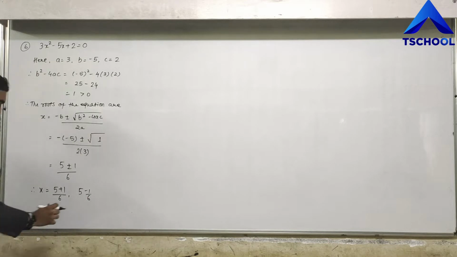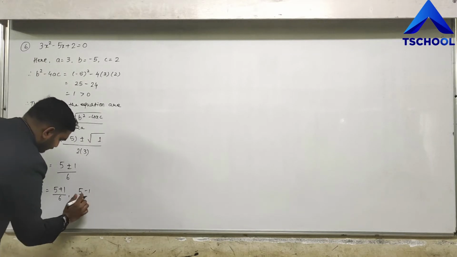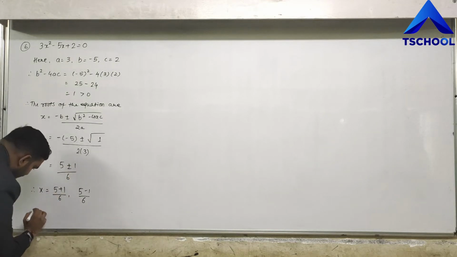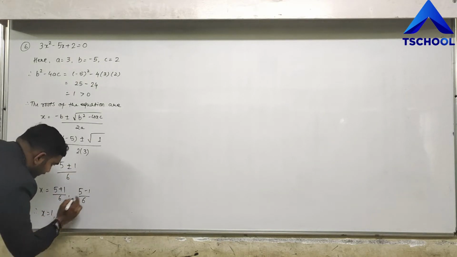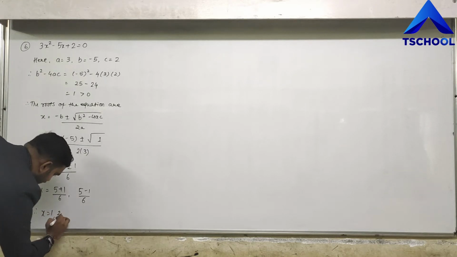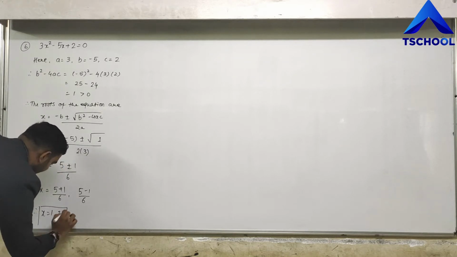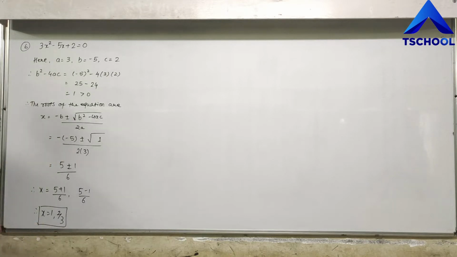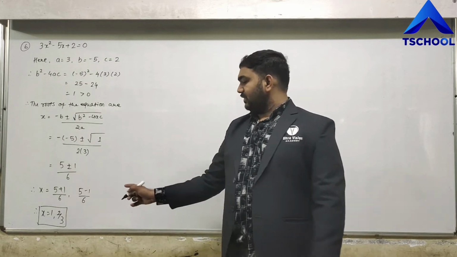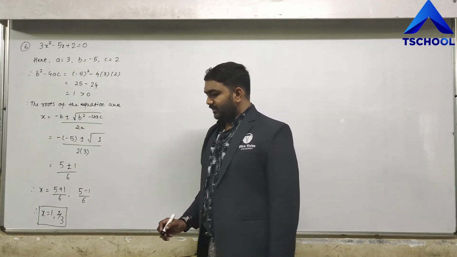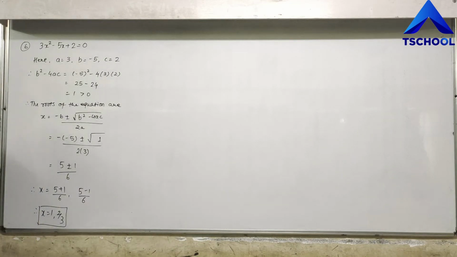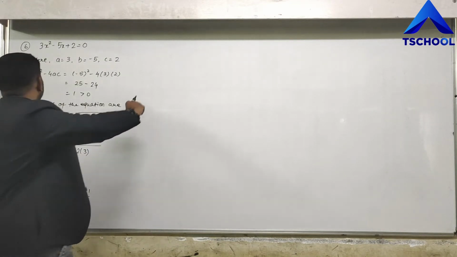5 plus 1 is 6, and 6 by 6 is 1. Therefore x is either 1 or, this is 5 minus 1, 4, 4 by 6, that means 2 by 3. So the values of the variable, or the roots of the given equation, are 1 and 2 by 3. Is it clear friends? So in this way we can solve it by the quadratic formula. Let us see one more example.